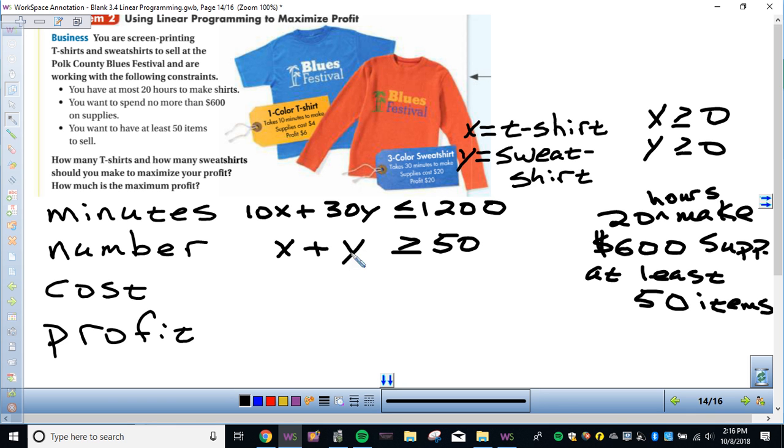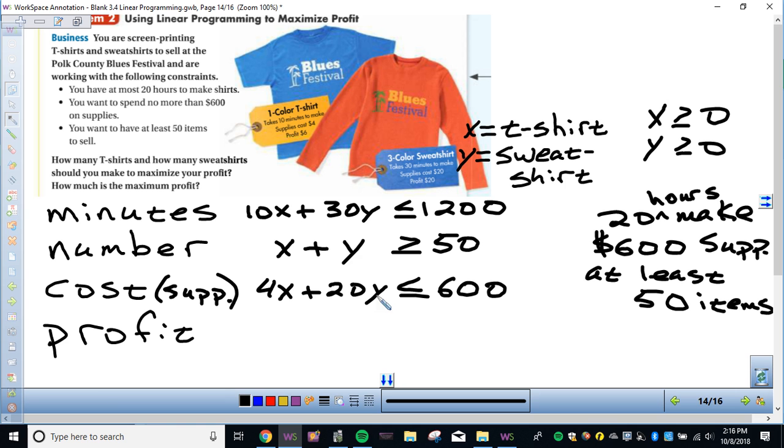And then the cost. This is really the cost of the supplies. First of all, how much do you have for supplies? 600. And can we spend more or less than 600? 600 or less, so less than or equal to. And then how much is supplies for a t-shirt? $4. $4, right? Right up there. So 4x plus 20y.